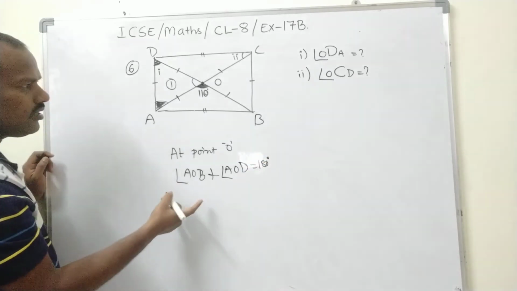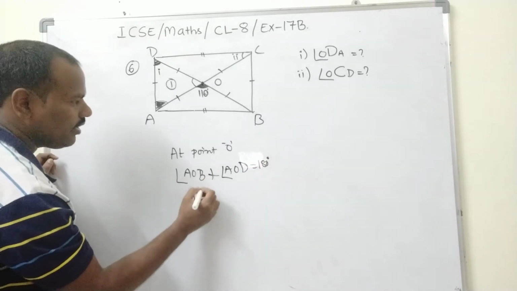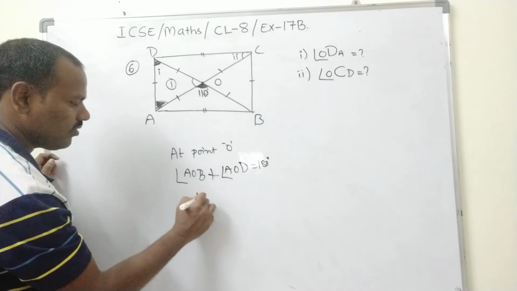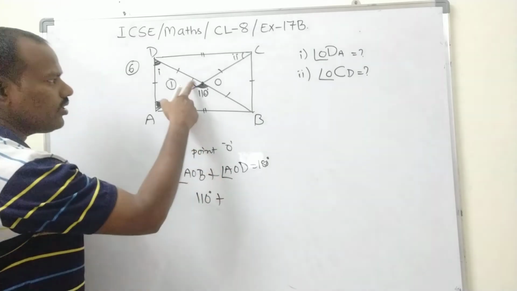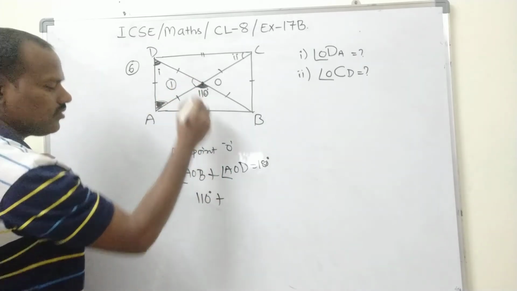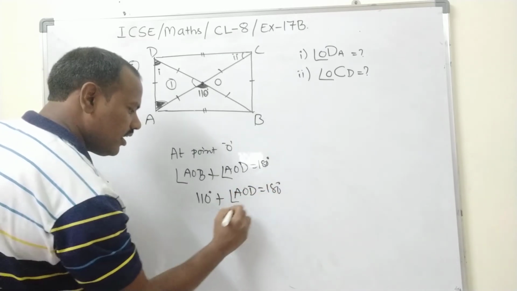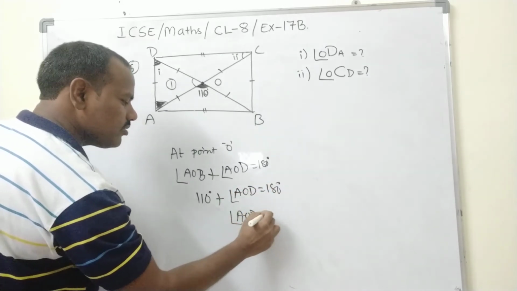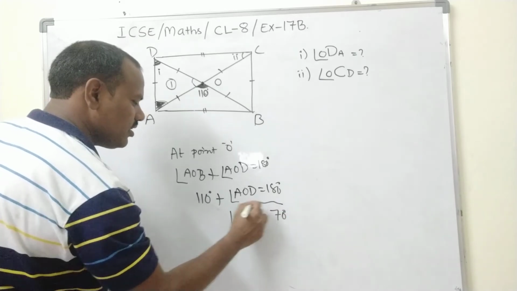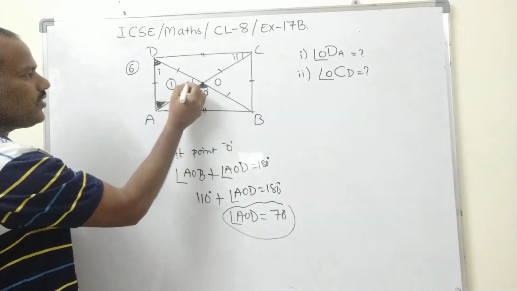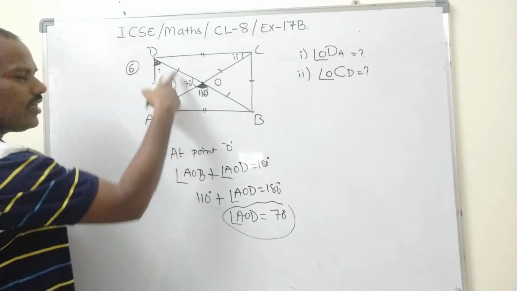So 180 degrees, angle AOB value is already given as 110. AOD we don't know. AOD means this one. Angle AOD is equal to 180 minus 110, equal to 70 degrees. Finished. So this will be 70. If it is 70, this will become an isosceles triangle.